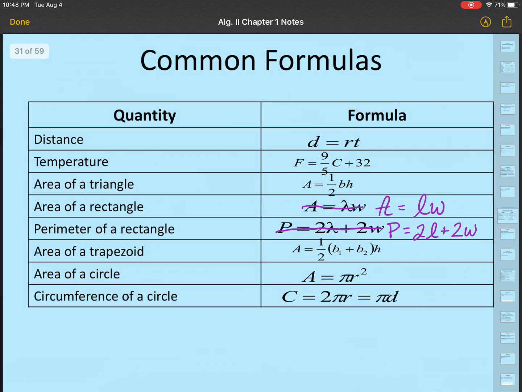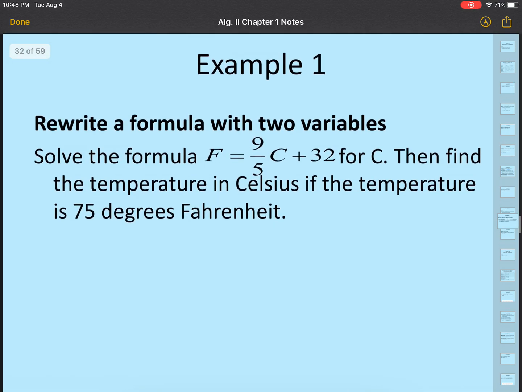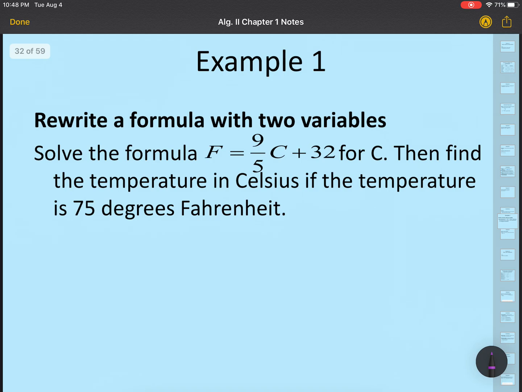You've probably seen these either in geometry last year or in other math classes as you've grown up. So, for example, let's try to rewrite a formula using these two variables. We have that Fahrenheit temperature formula, and we want to solve for C, or Celsius. So let me go ahead and just rewrite the temperature formula. And again, we want to solve for C.